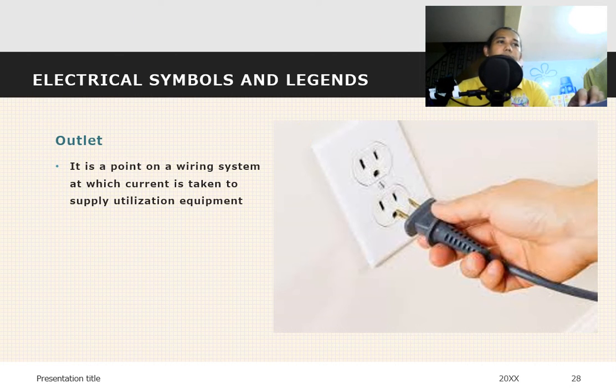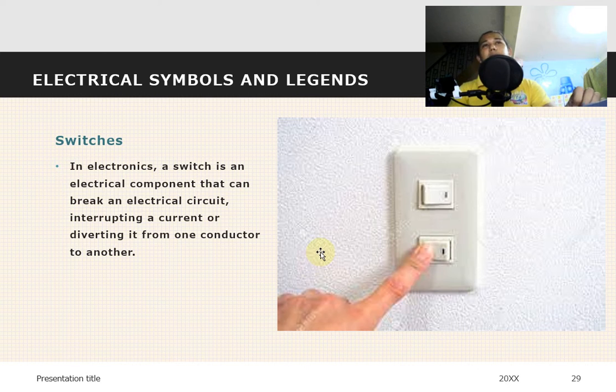Then we have also here the switches. Switches for lighting purposes lang. So in electronics, a switch is an electrical component that can break an electrical circuit, interrupting the current or diverting it from one conductor to another.